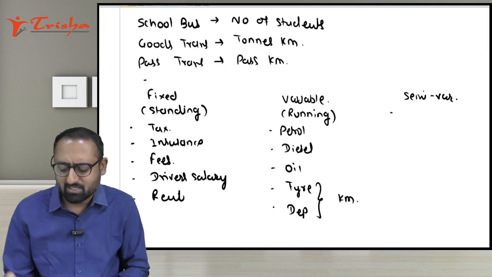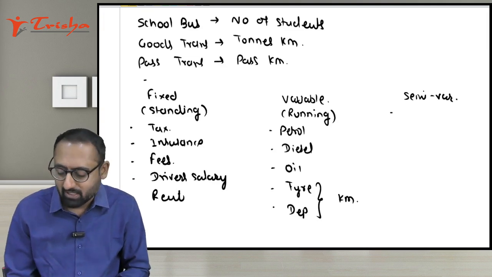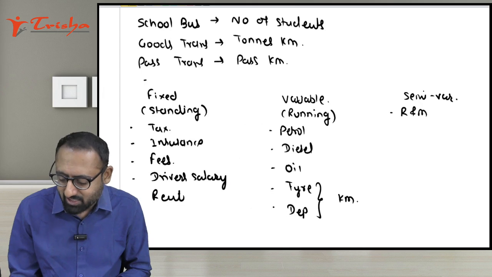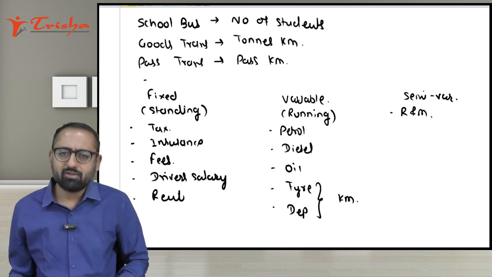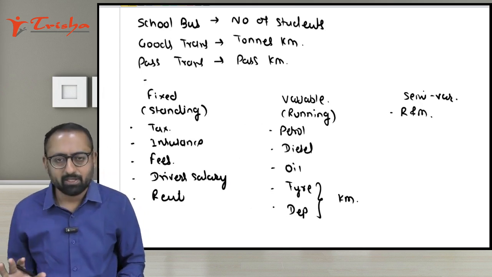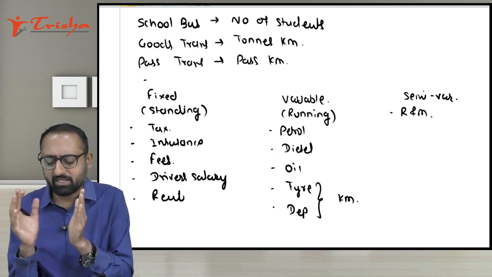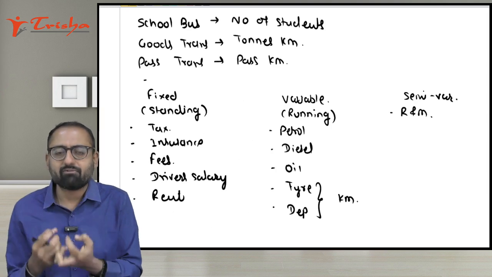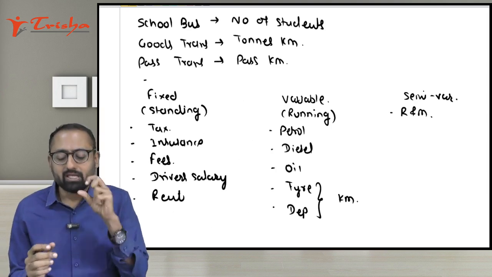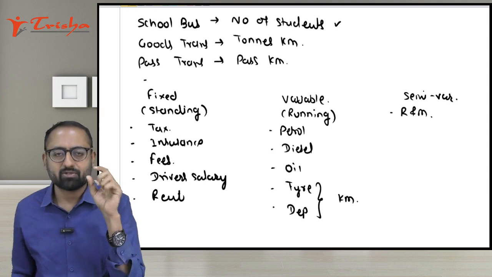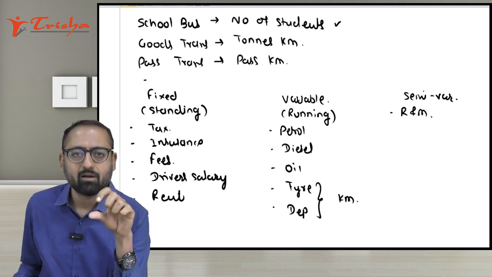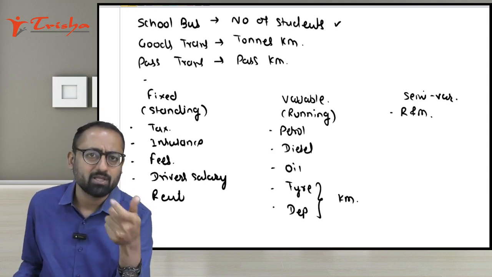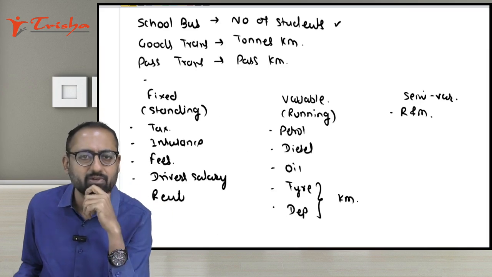Semi-variable expenses: generally only one part is covered, that is repairs and maintenance expenses. So generally we will classify all these costs into three parts: standing charges, variable expenses, and semi-variable expenses. So we'll take the total cost, then we will add profit. In case of school bus operator, we will calculate fare per student per month or per annum, as the case may be, which is given in the question.